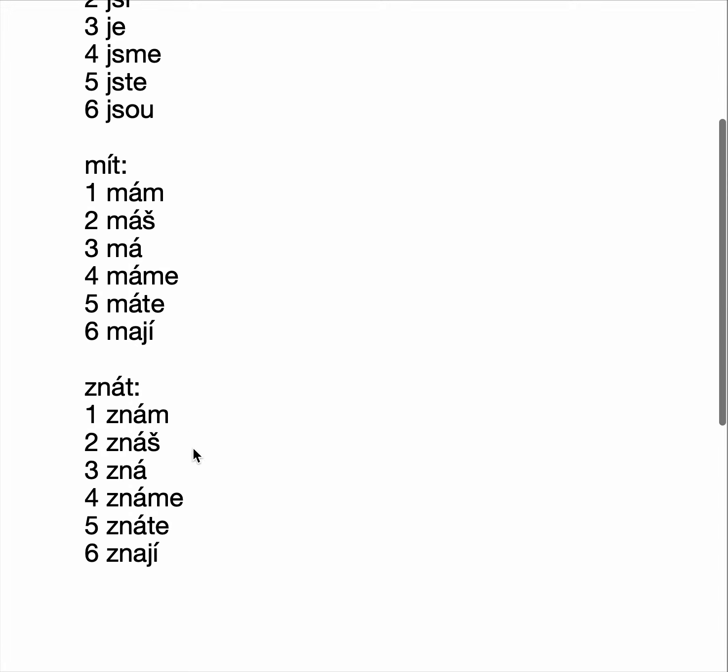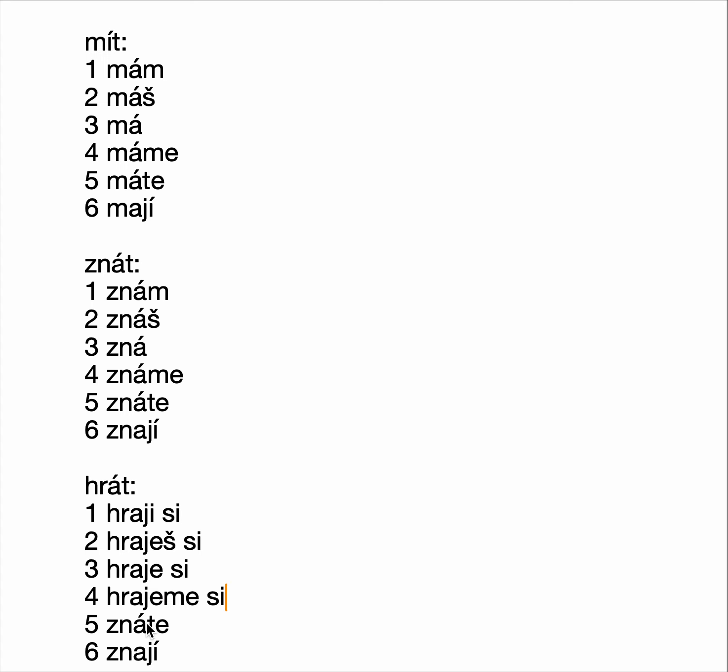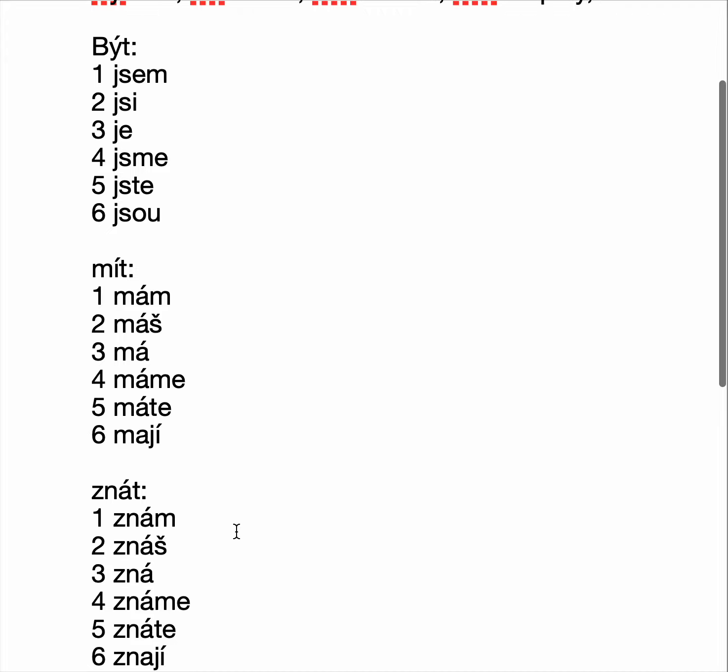Then the si is just repeated. When we have a situation like hrát si, the si particle is a reflexive particle, it stays unchanged. The thing that changes is the verb itself, which is hrát. So hrají si. You see, you just put the si after that. Then the fifth one is like this, and they is like this.